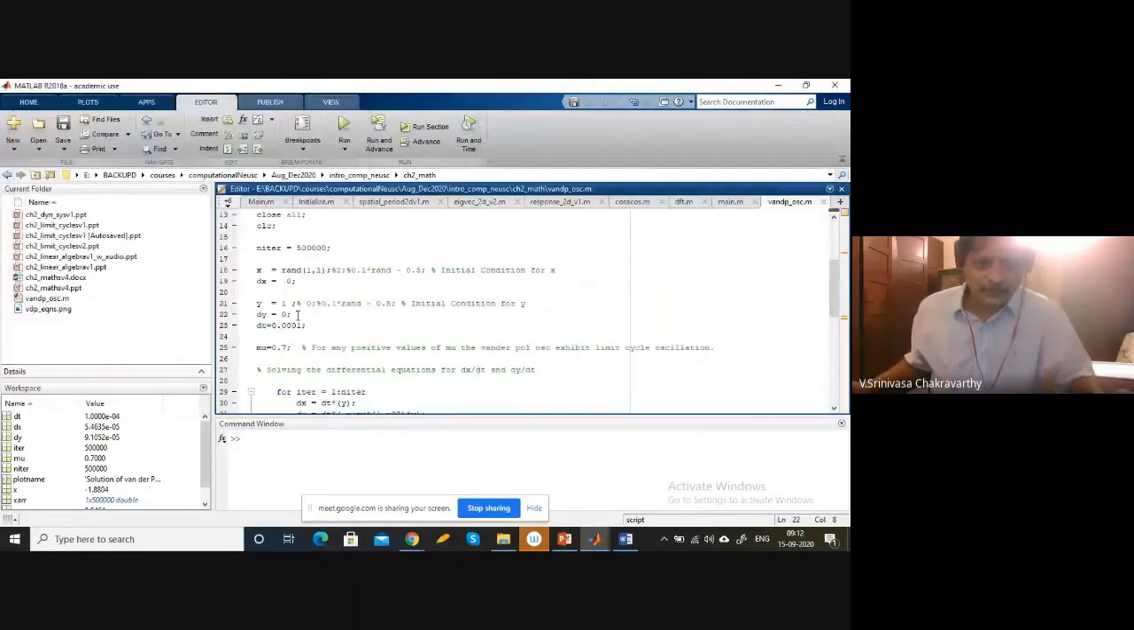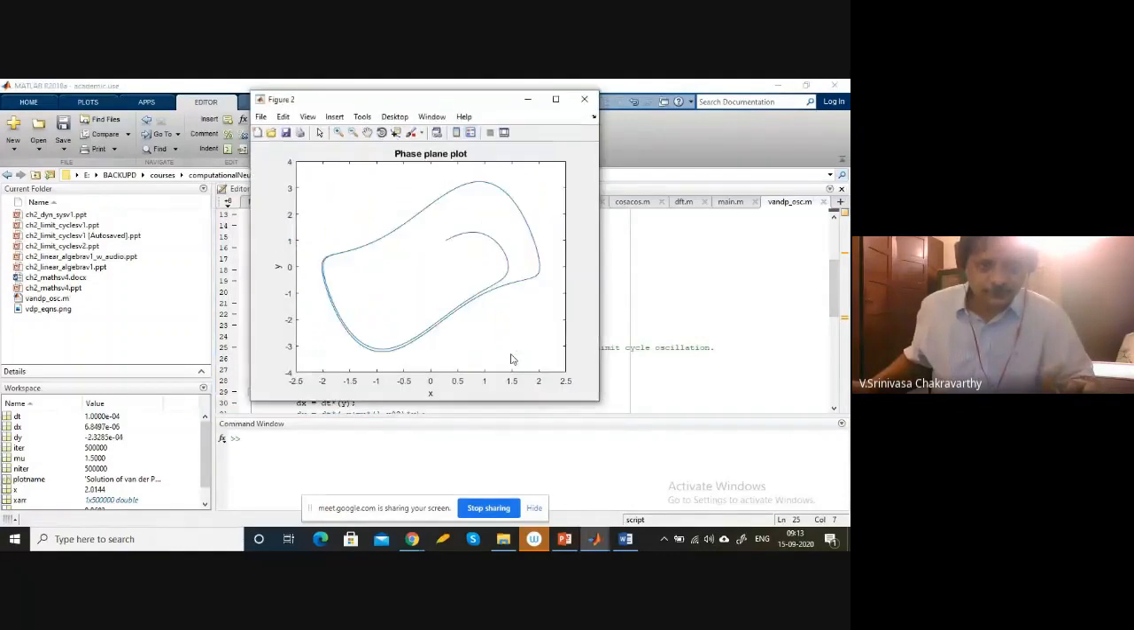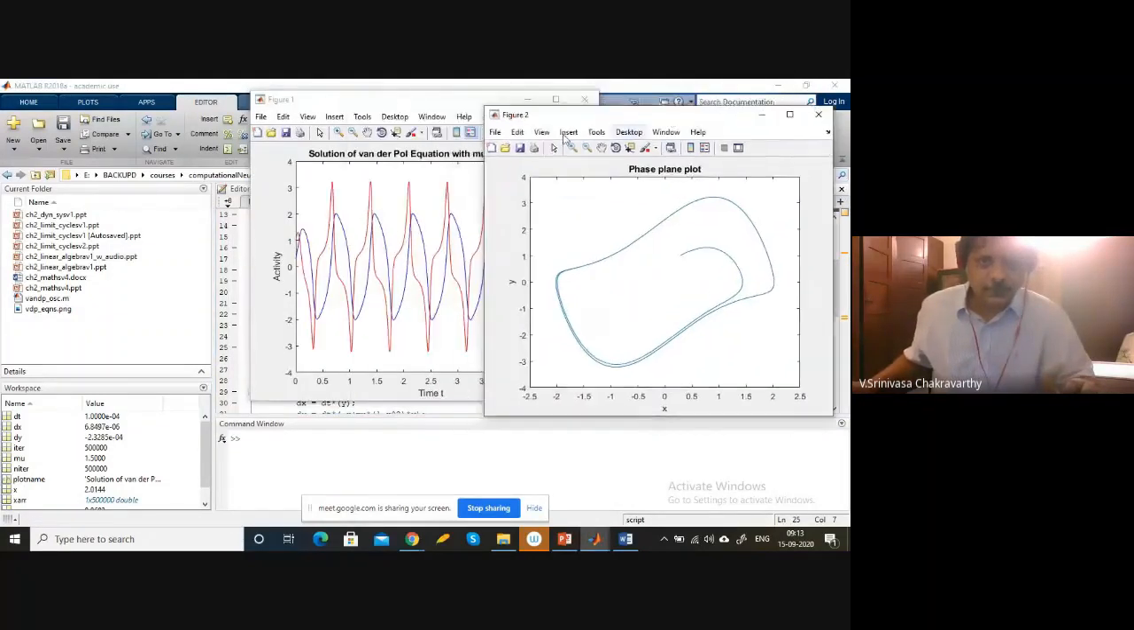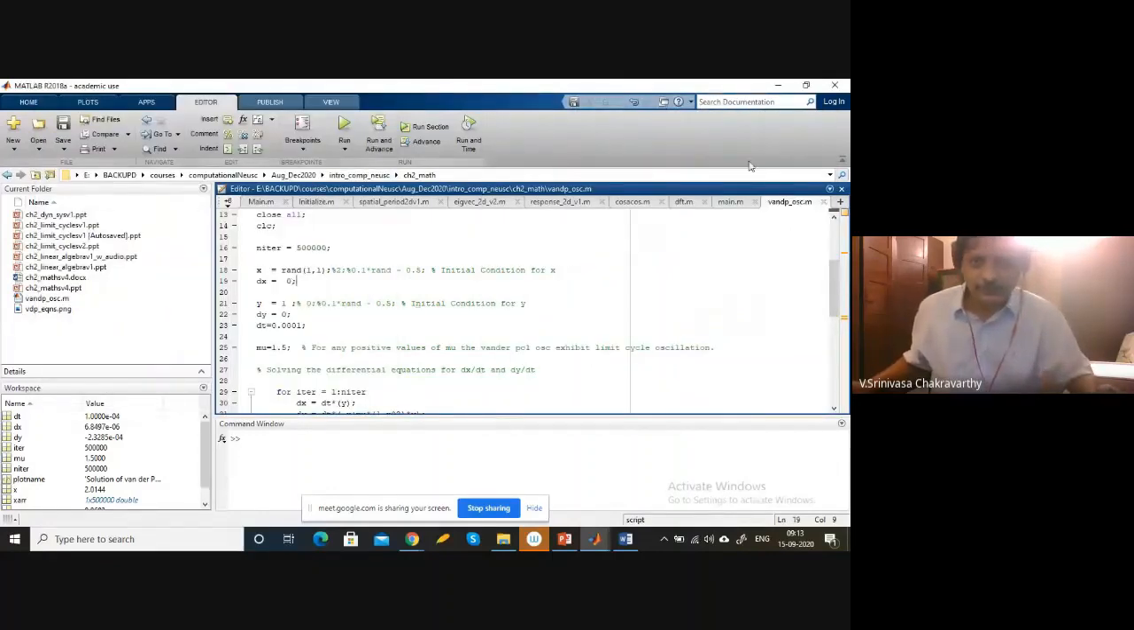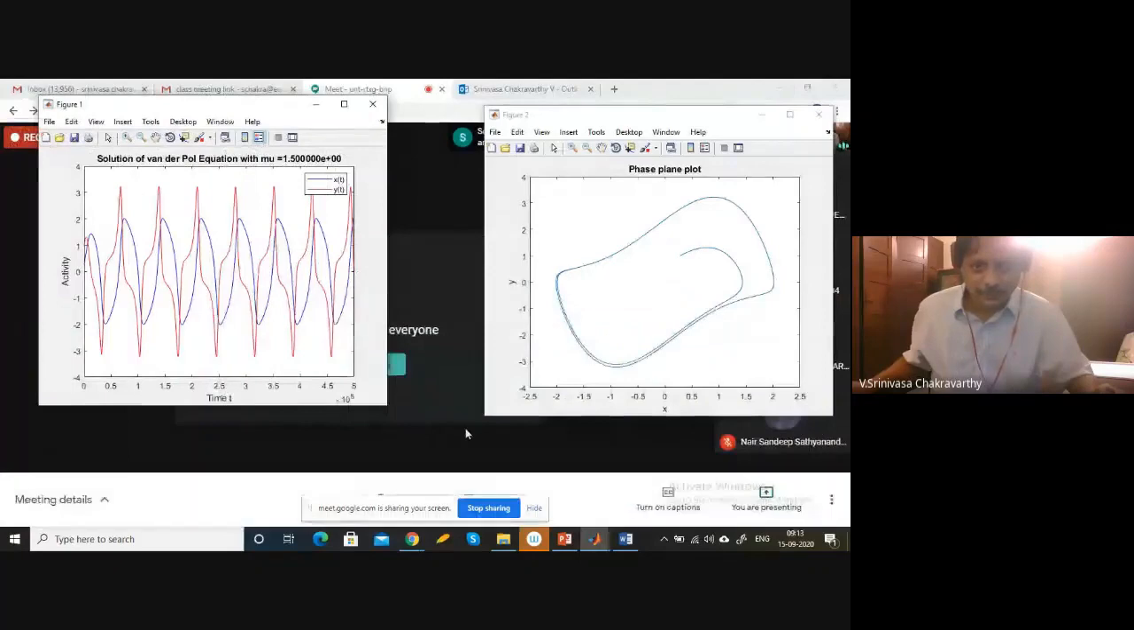You can see that here, and as you go higher, it will be even more distorted. Okay, you see that this is looking like a very nice cardiac action potential, just by increasing the distortion, increasing the mu value. So that gives an idea of how a limit cycle behaves. Let us go back to our discussion of theory.